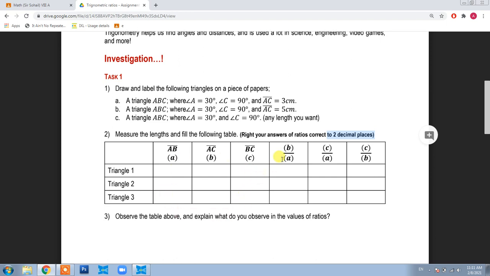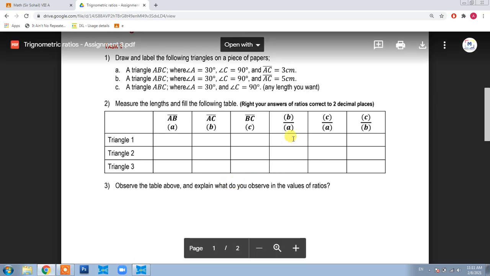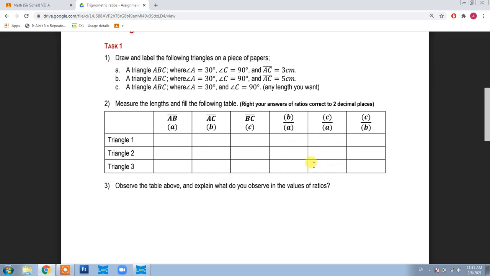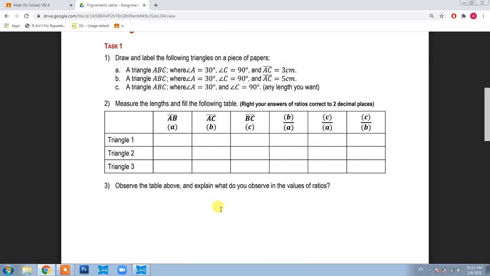So we are measuring these three ratios, and when you write all these ratios here by calculating them with a calculator, then you need to observe. Do you see any pattern, do you see anything very eye-opening for you? Then you have to mention that in the comments, what did you see here, right?